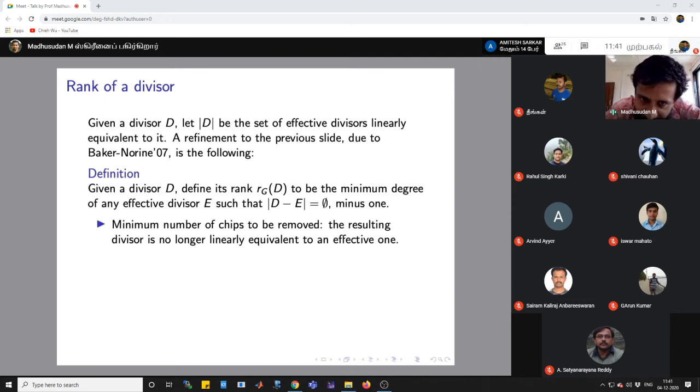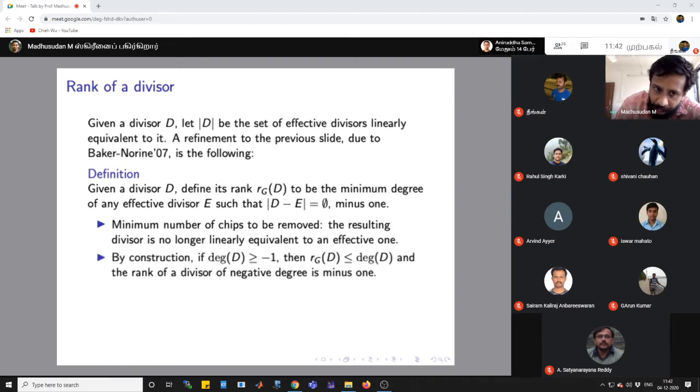Exactly, so this is what I just said: the minimum number of chips to be removed so that the resulting divisor is no longer linearly equivalent to an effective one. And here there's a first upper bound on the rank, which is just its degree.